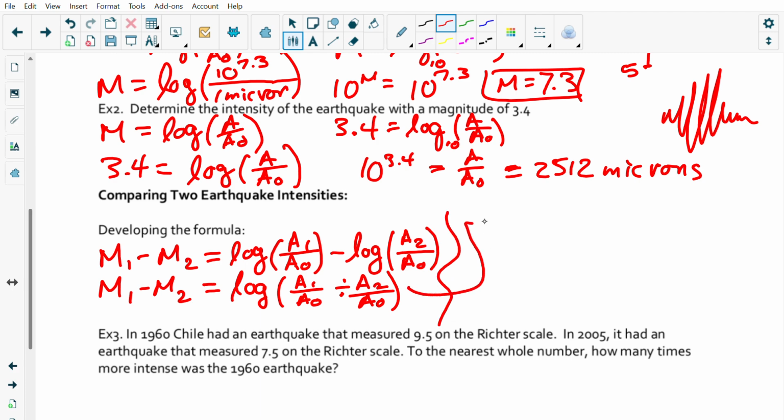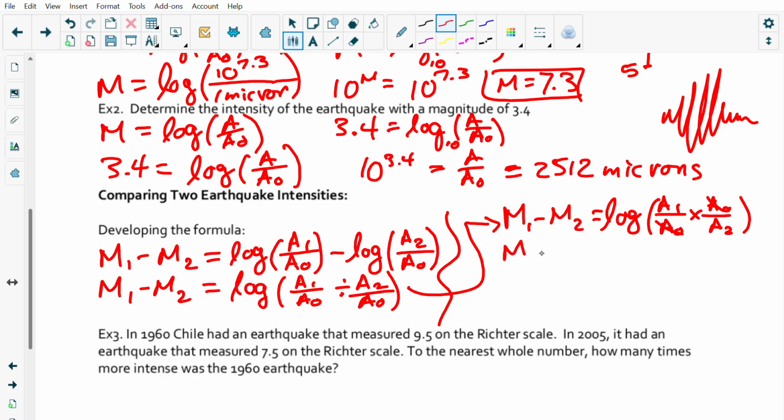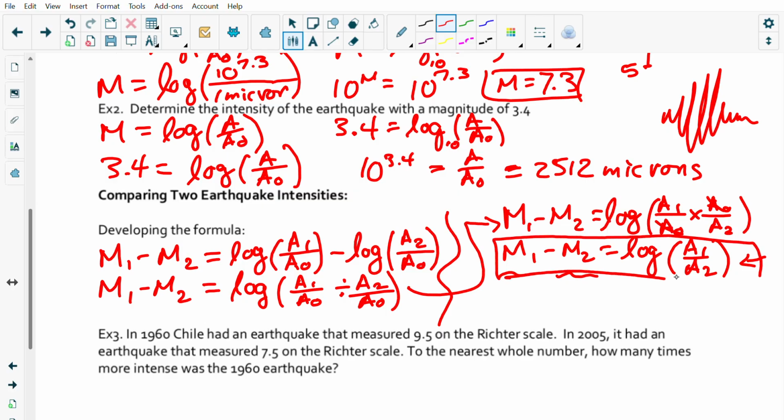Let's bring it over here. We can see the two A naught terms divide out to 1. So we're left with this, folks. This is our comparison formula. This is how we derive it. The first magnitude minus the second magnitude equals the log of the intensity of earthquake 1 divided by the intensity of earthquake 2. So this is your comparison equation.